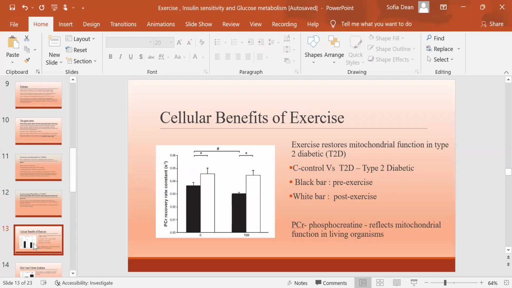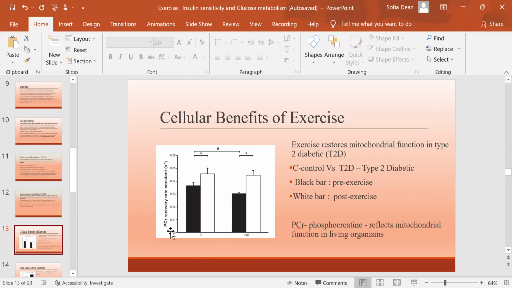These are some of the data that was collected from the same research. The cellular benefit of exercise. Exercise restores mitochondrial function in type 2 diabetes. This is the control group versus the type 2 diabetics. The black bar is for pre-exercise, the white bar is post-exercise, and same for the type 2 diabetes.